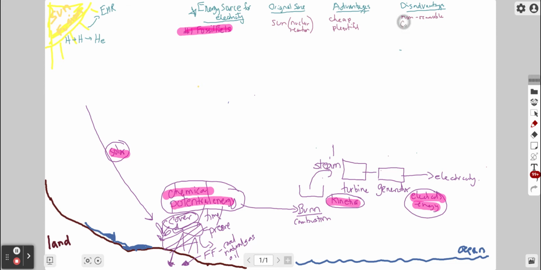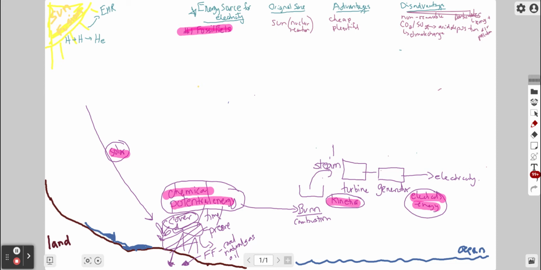They also release carbon dioxide and sulfur dioxide, which we know carbon dioxide causes climate change, global warming. And sulfur dioxide leads to acid rain or acid deposition. We also know there are particulates that are released too, and these can lead to smog and air pollution. So lots of environmental issues for disadvantages.